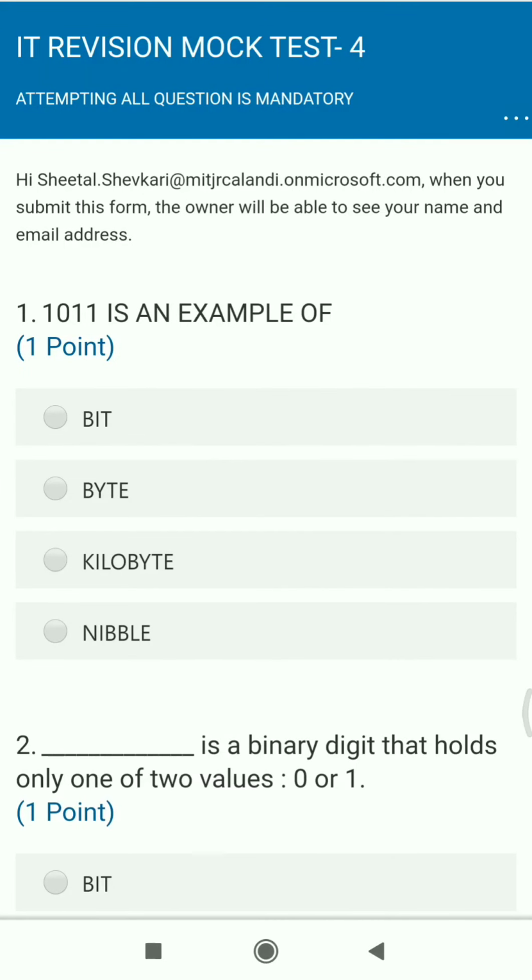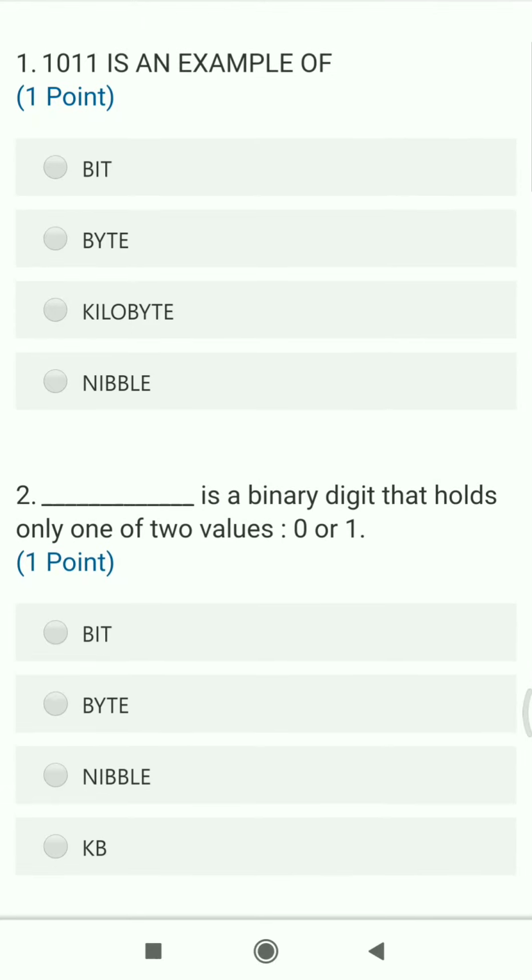Hello students, this video consists of an assignment which has a total of 10 MCQs based on lesson number 1, that is basics of information technology. So let's start with the first question.